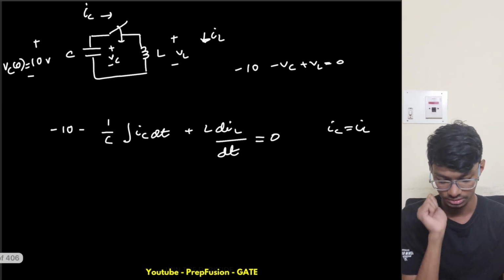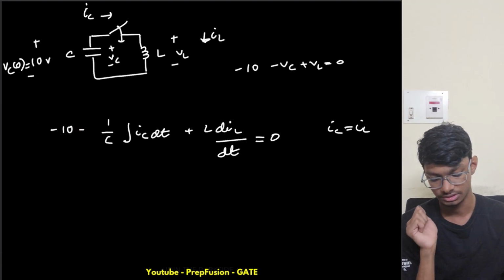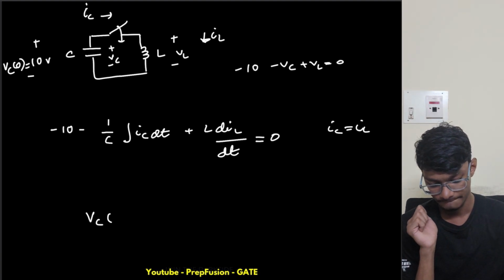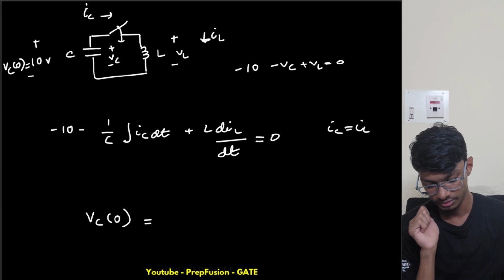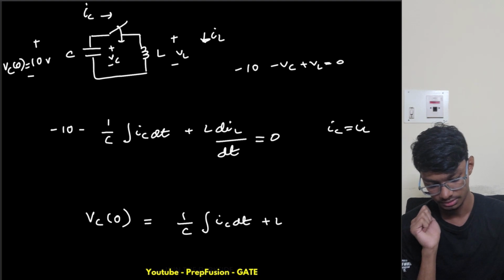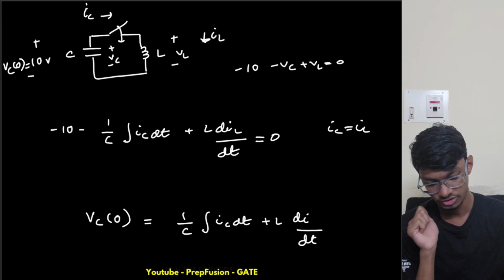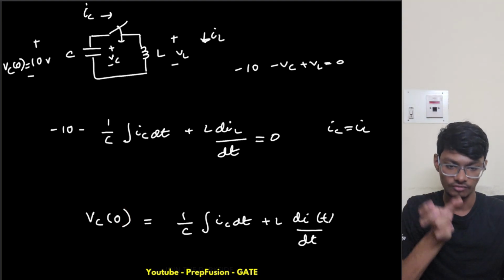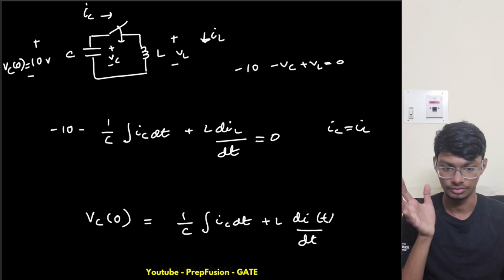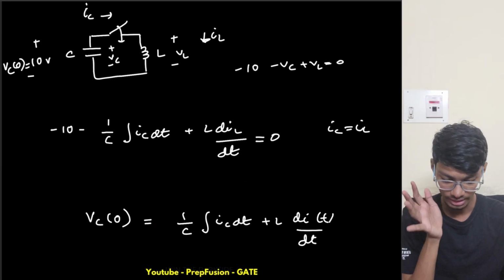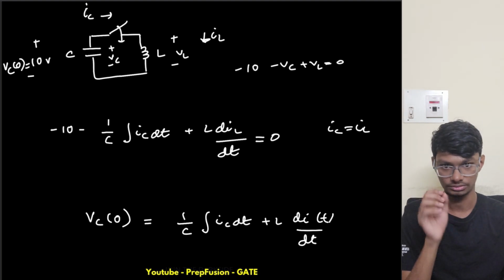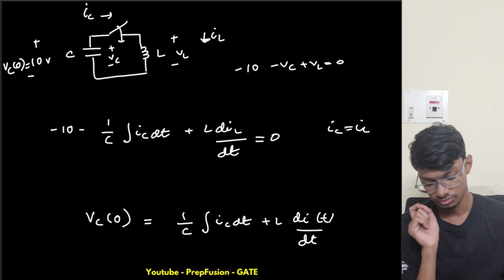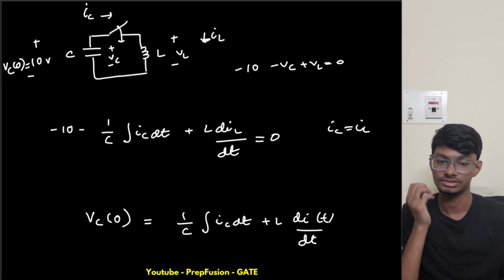How to make this homogeneous? I will assume this VC, this minus 10, as VC0, a constant, and from there I will solve. This IC dt plus L dIL/dt, assume it as an input itself. Then this becomes a linear equation, hence I can apply the principle of superposition. I can solve this easily in the Laplace domain.